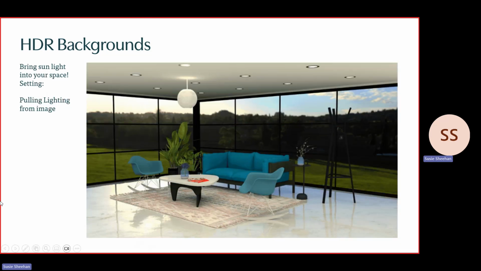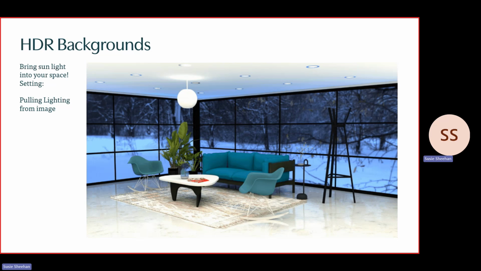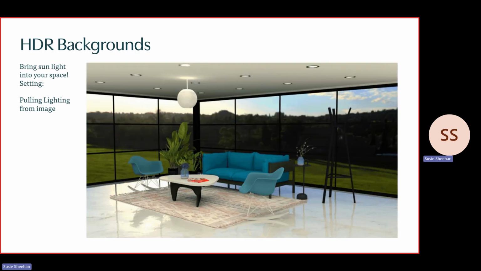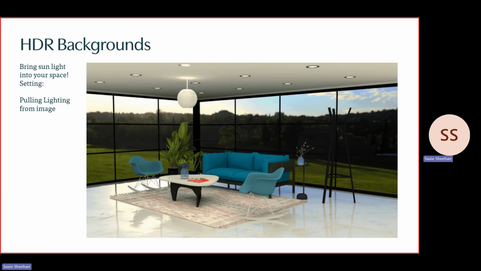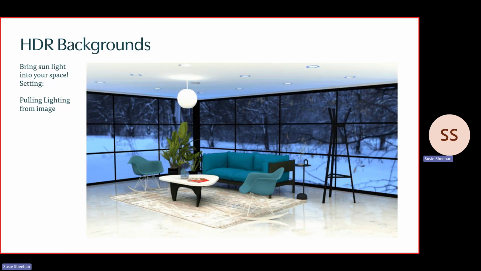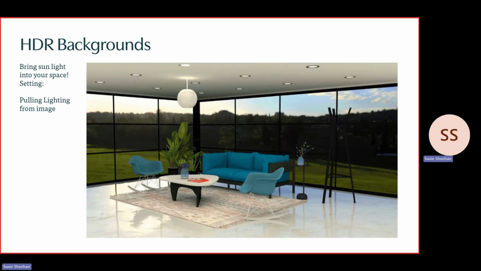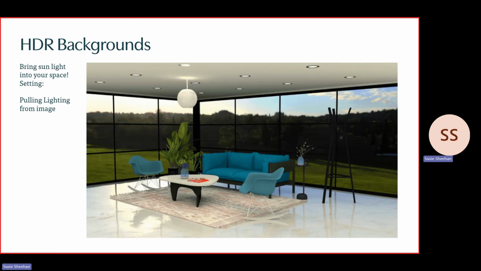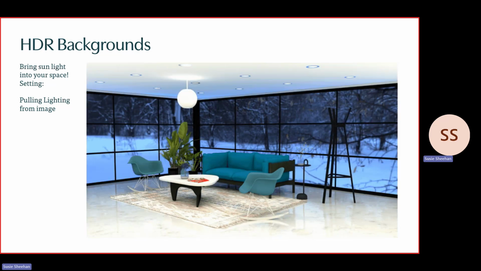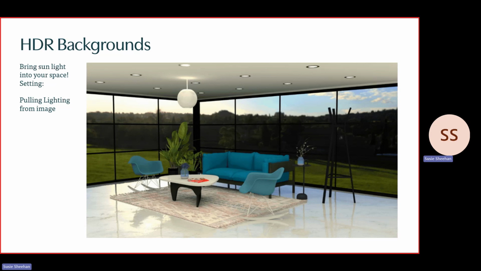This is the example I was talking about, pulling lighting from an image. It's going to change the temperature of the space. So if you have an HDR image and it's a cool setting, like this wintry tone, you're going to get a cooler look in the space. The light is also going to be accentuated a little bit more. Whereas in this warm setting, it's going to have a little bit more warmth. So you can tell the difference between the two.